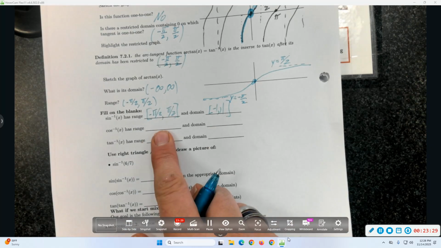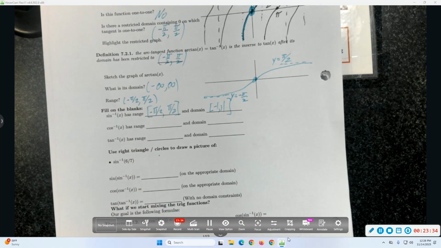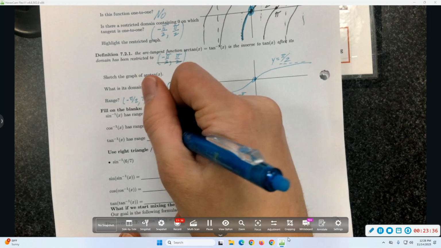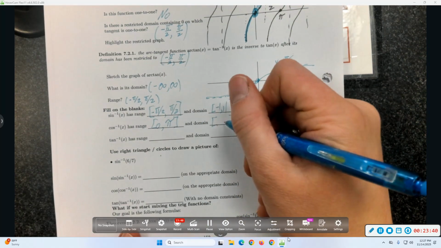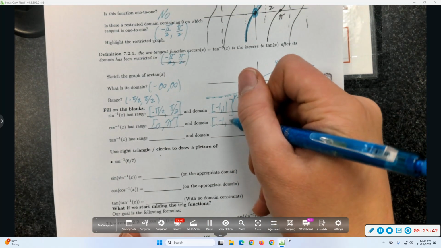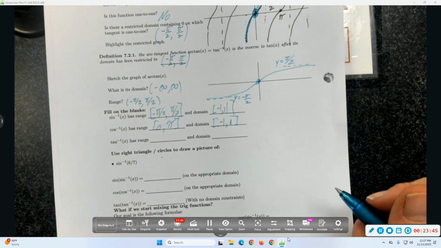Same question for cosine. What's the range of inverse cosine? 0 to pi. Yeah. And its domain? Negative 1 to 1. Cool. And tangent, what is its range?